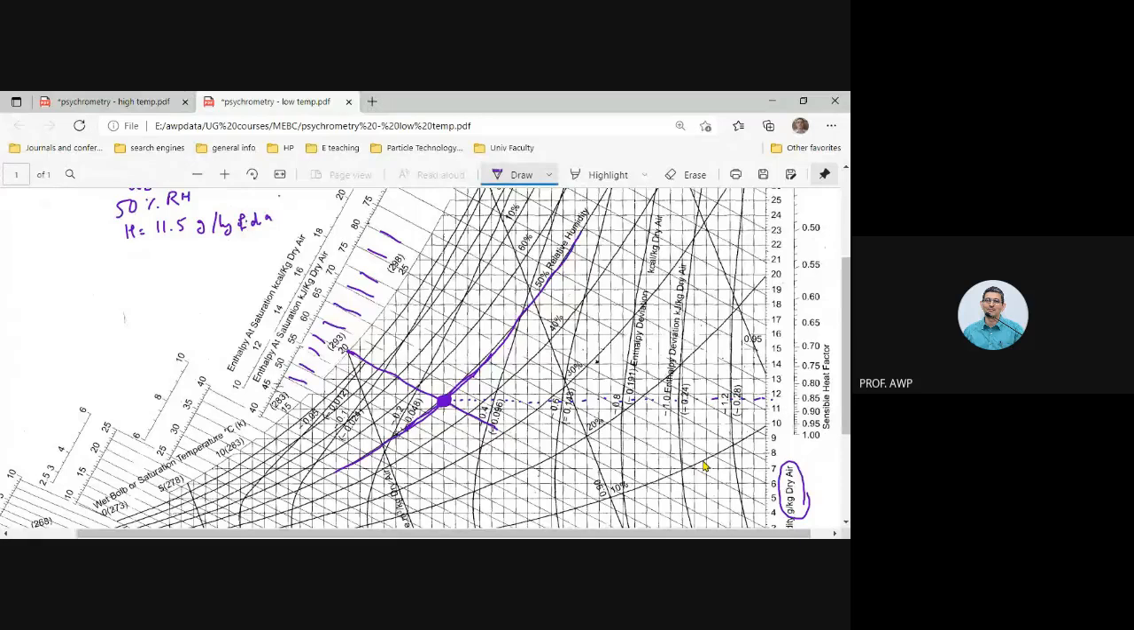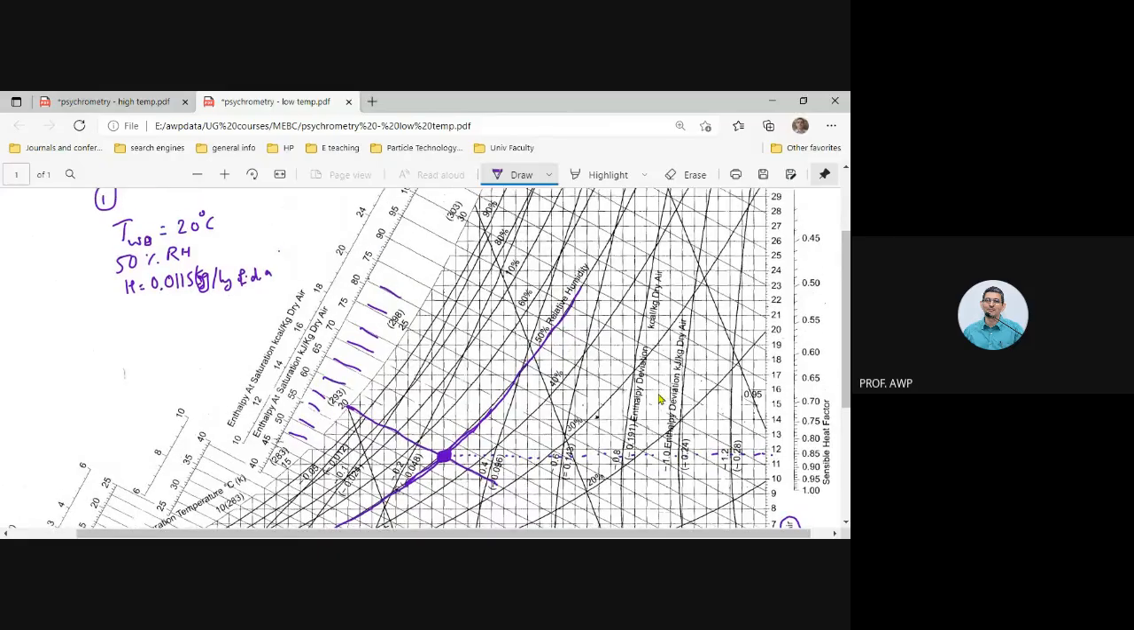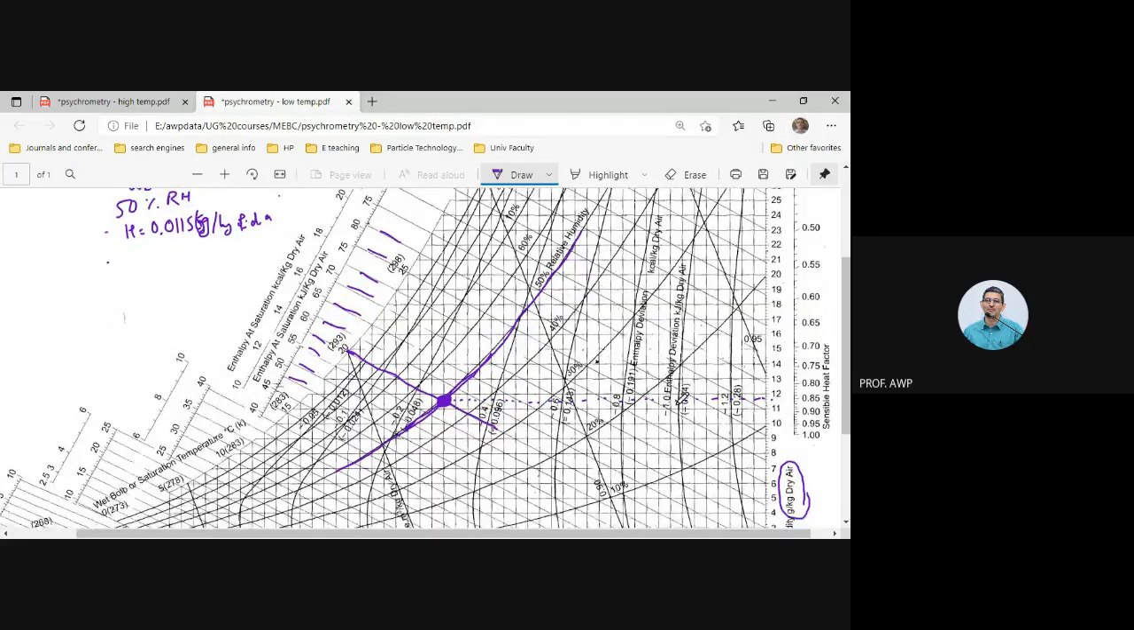Right. If you want to write in terms of kgs per kg, I will have to just divide by 1000. This would be 0.0115 kgs of water vapor per kg of dry air. Right. Yes, sir. Now what else did we want to find out? We wanted to find out the dew point. Dew point would mean what?